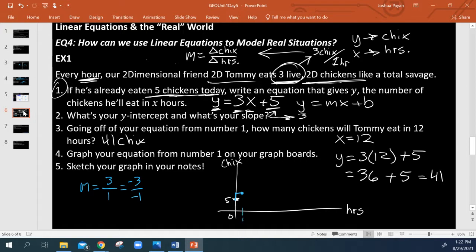Okay, so I'm basically just doing plus 3 over 1. So this is at 1 hour. Plus 3 over 1, plus 3 over 1, plus 3 over 1. All right, so 2 hours, 3 hours, 4 hours, 5 hours, and so on. So our graph, more or less, is going to look like this.